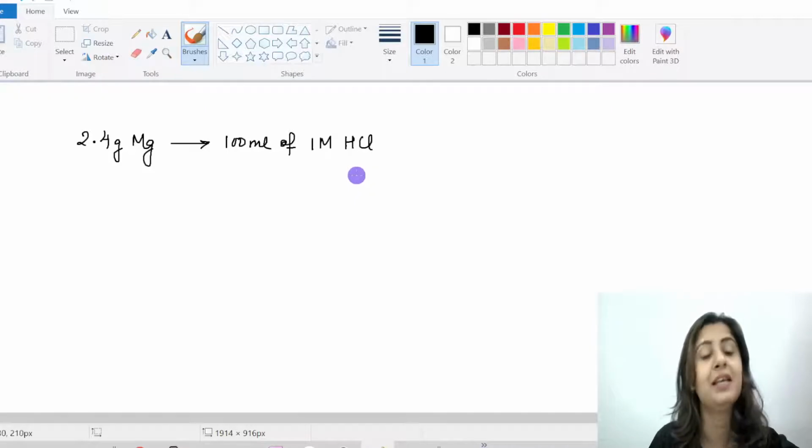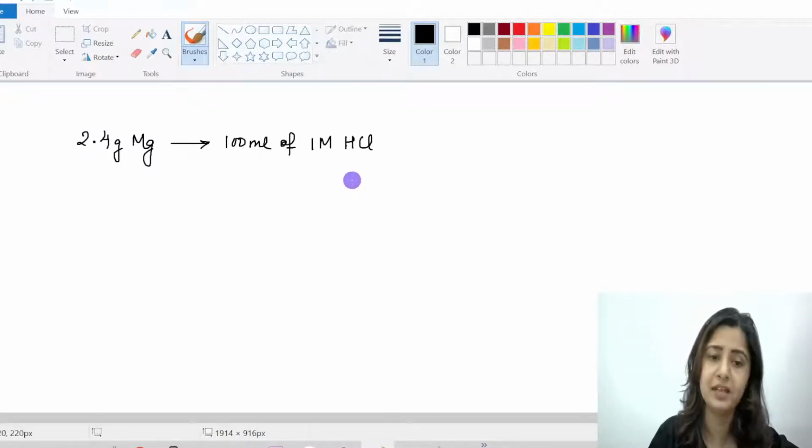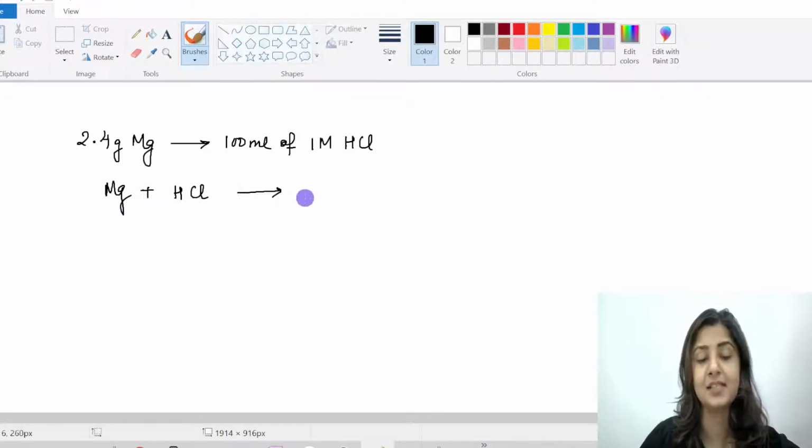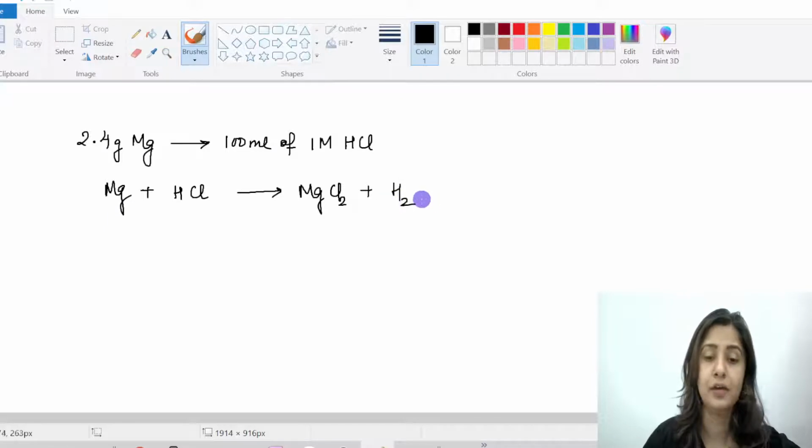So basically in this question we have to find out the stoichiometry and the limiting reagent. This is a question from the first chapter of class 11th, and we will be using the concept of stoichiometry. Let us first write down the equation. Mg, magnesium, is dropped in HCl, hydrochloric acid. When a metal reacts with acid, it produces its salt, that is MgCl2, plus hydrogen gas.